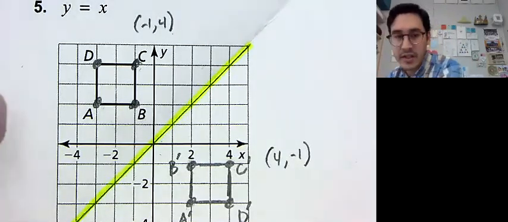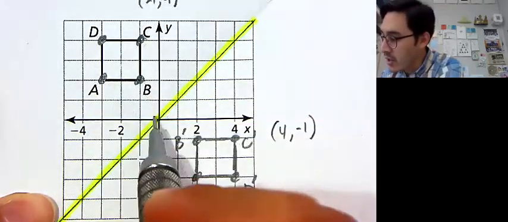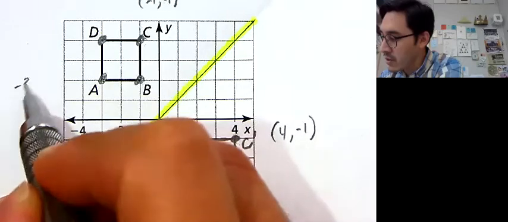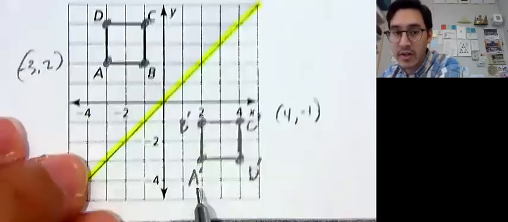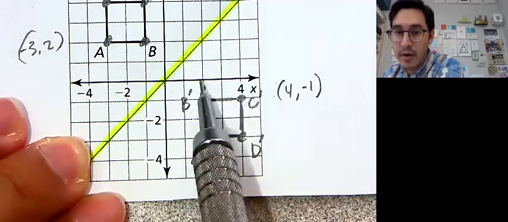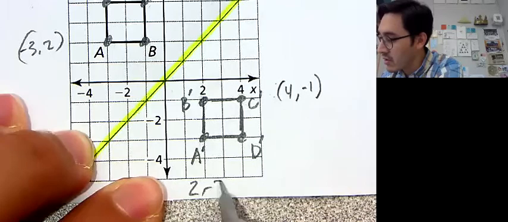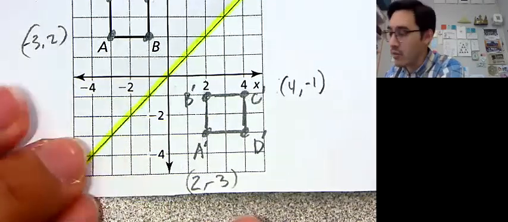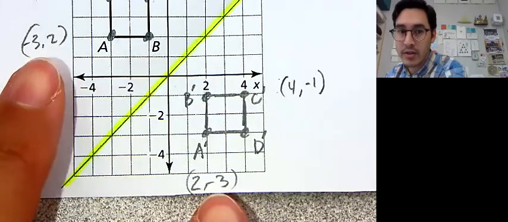Okay, just to convince you even further, let's look at point A. Okay, so its coordinates are -3, 2. And then let's look at its reflection, right? The coordinates of A prime are 2 and -3. Okay, so again, all we're seeing here is a swapping of the coordinates, right?